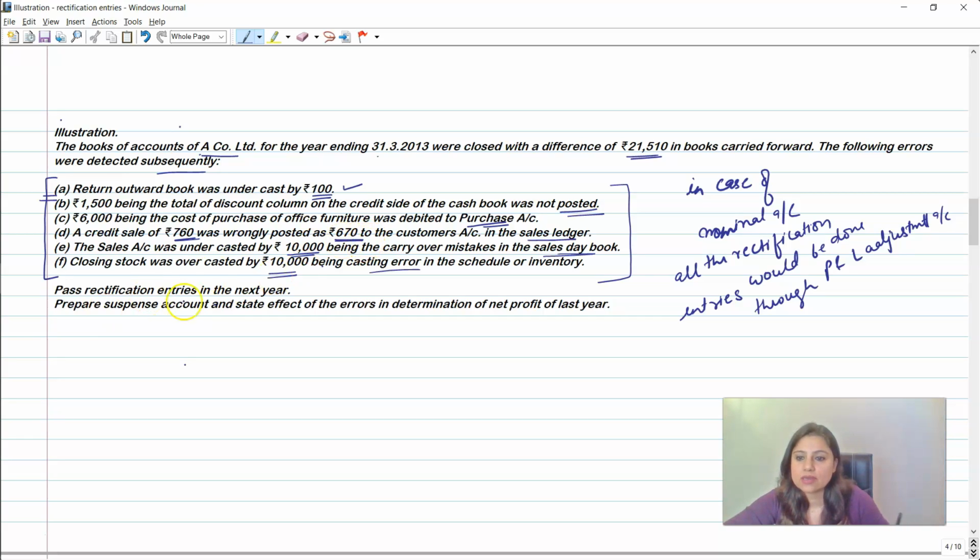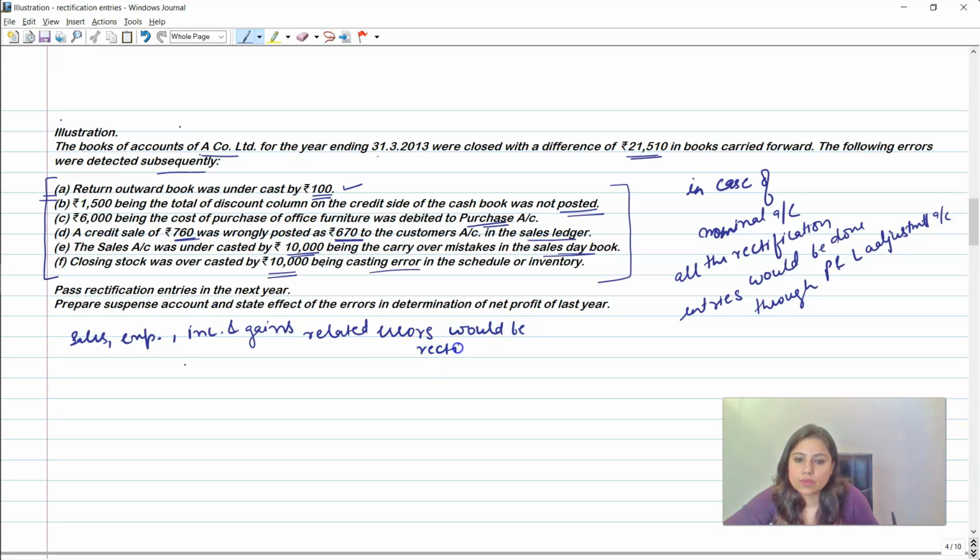So all sales, expenses, incomes and gains related errors would be rectified through the P&L adjustment account. So the question says, pass the rectification entries in the next year, as the previous year books have already been closed. So we cannot do anything in that particular year.